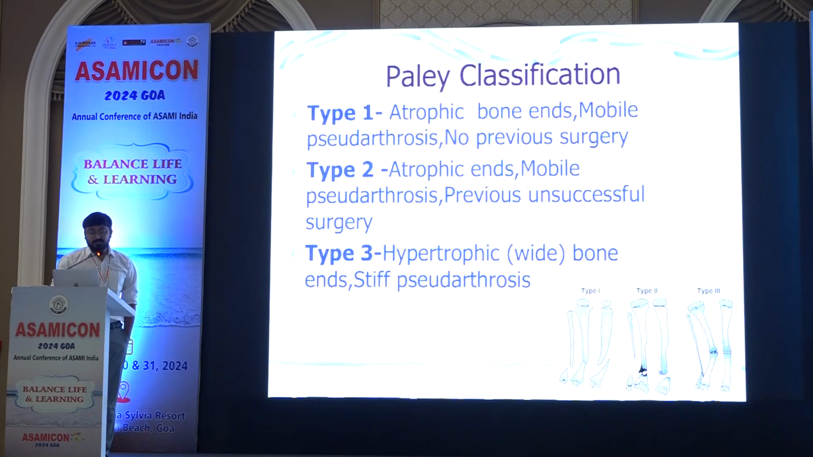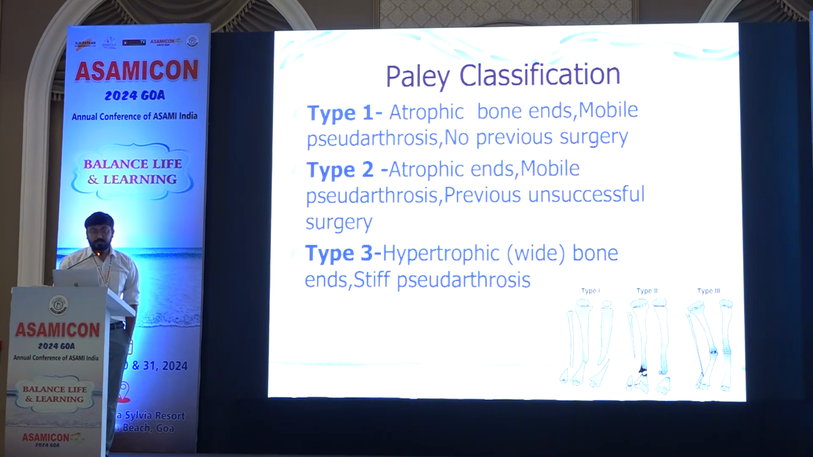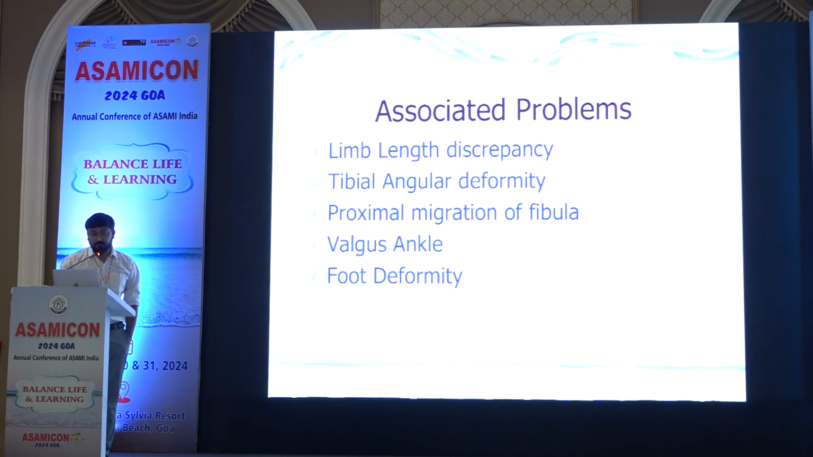There is another classification, Anderson's classification, which is dysplastic, cystic, late, clubfoot type, and anterior angulation type. In Paley's classification, type 1 is atrophic bone ends, mobile pseudoarthrosis without any surgeries. Type 2 is atrophic bone ends, mobile pseudoarthrosis with unsuccessful surgery, and type 3 is a stiff pseudoarthrosis.